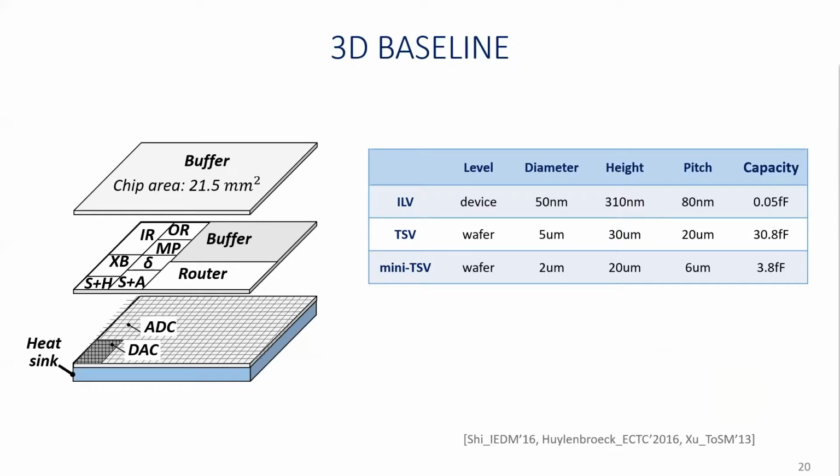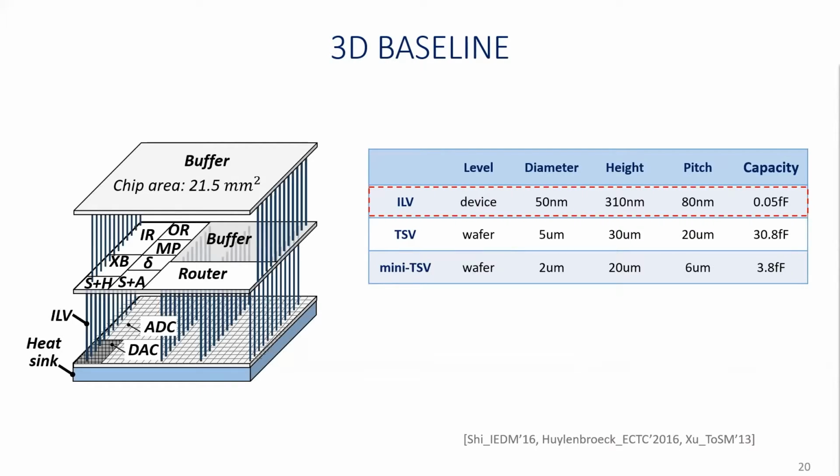Here, TSV stands for the conventional through-silicon vias, and the mini TSV is an aggressive TSV model with about 60% diameter reduction. The ILV stands for the advanced interlayer vias, which has substantially reduced the diameter. In this baseline design, each crossbar needs to be connected with 128 DACs as well as other peripheral circuitries. To meet this connection density, we find that only the ILV model meets our requirement, so we adopt this model in our baseline 3D design.